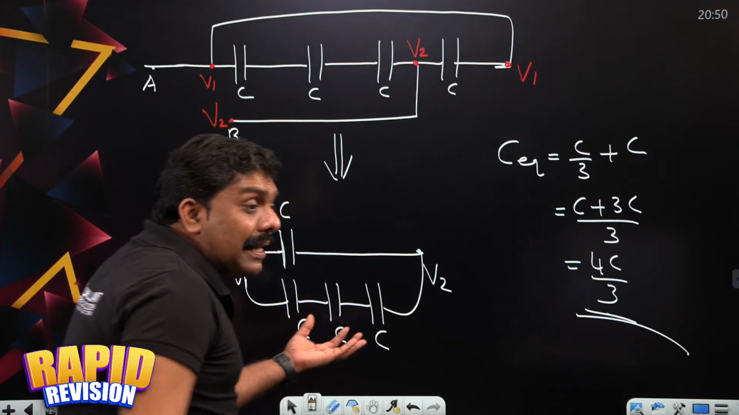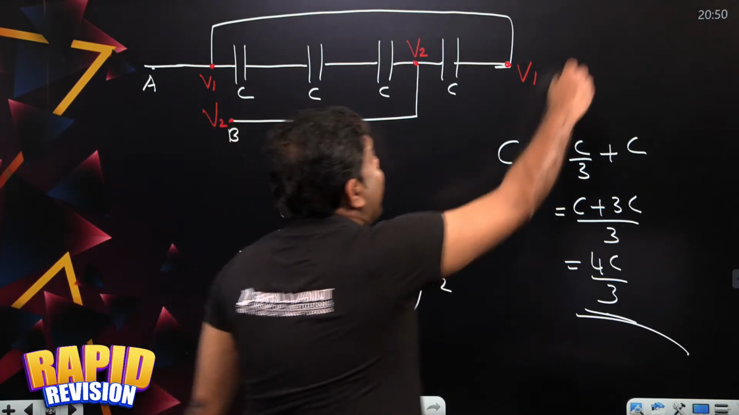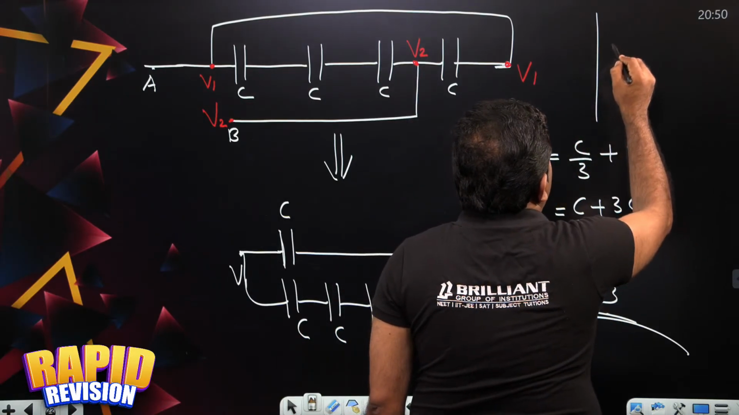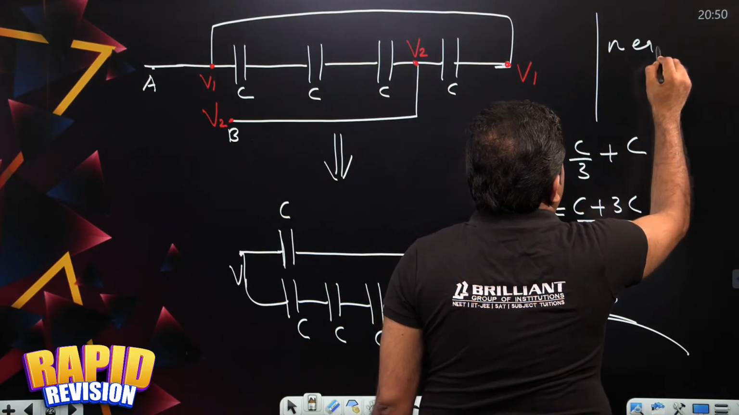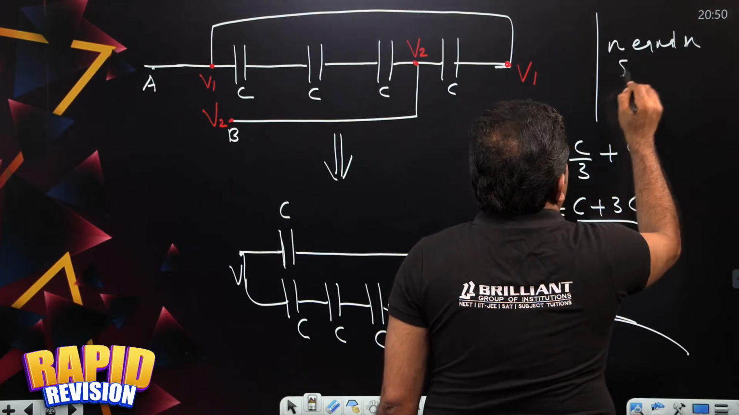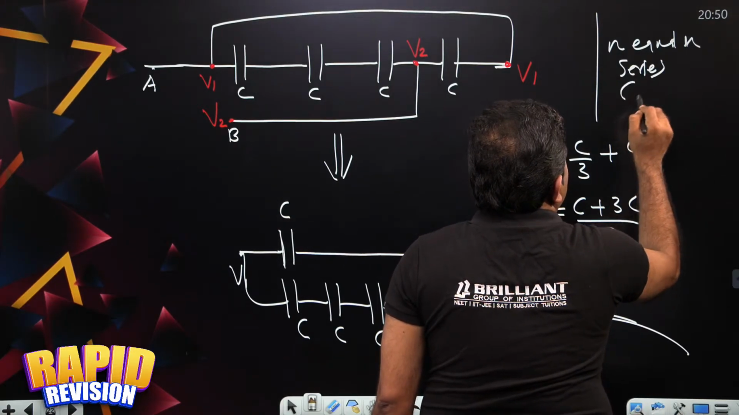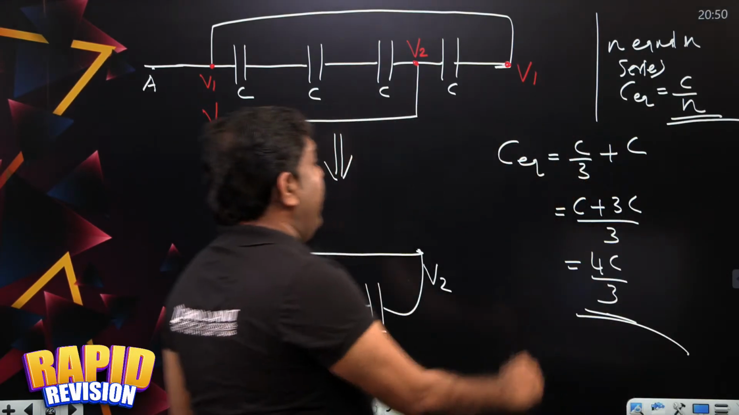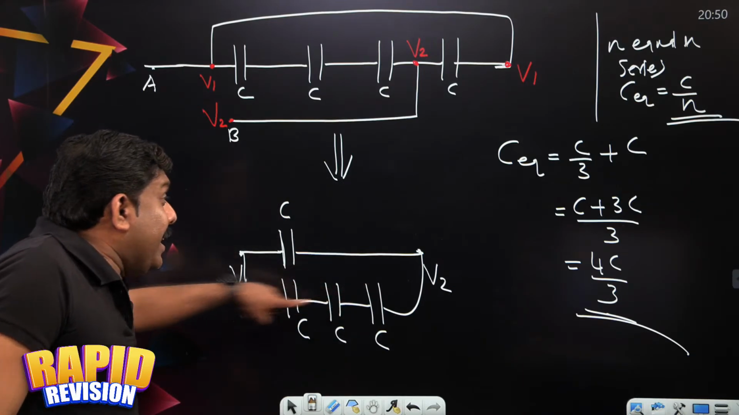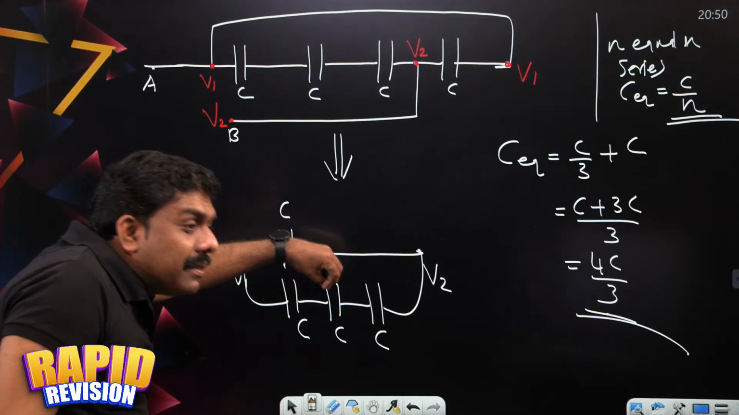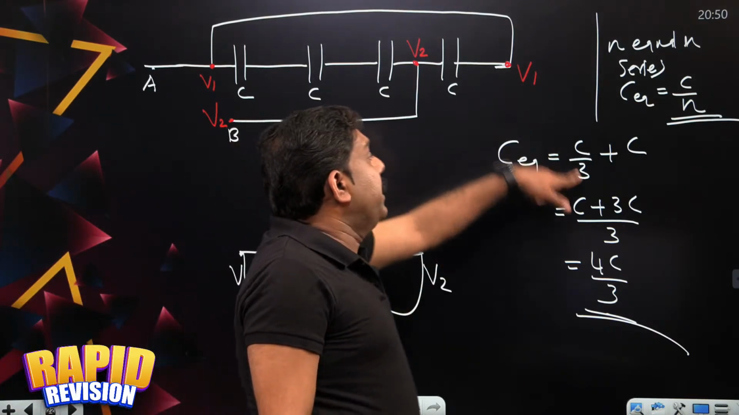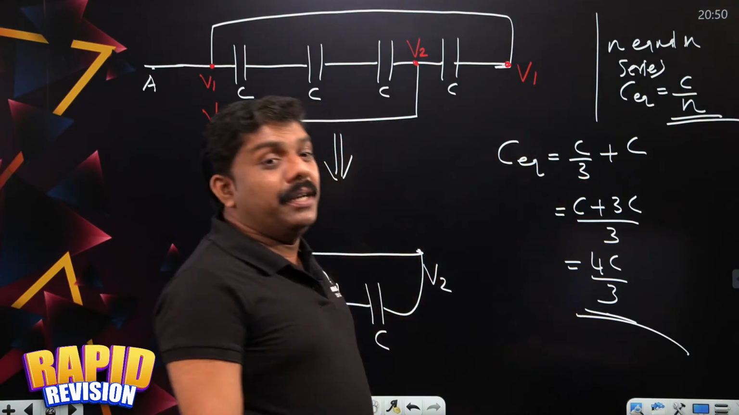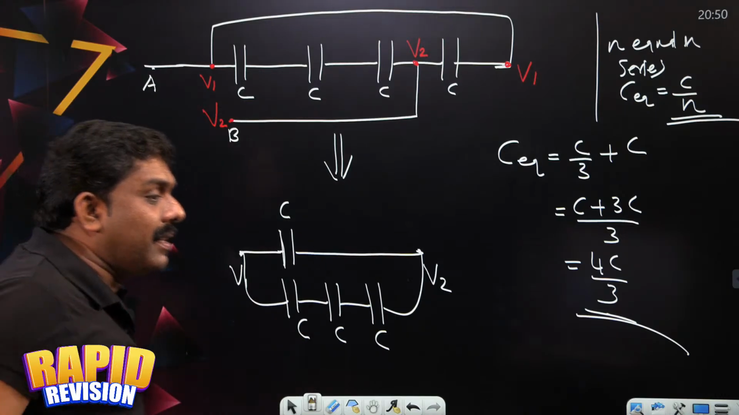There is a shortcut that we studied. If n equal capacitors are connected in series, then C equivalent is equal to C by n. So here 3 are connected in series, so I can write in one step, it is C by 3. C by 3 and C are in parallel, so it is equal to 4C by 3.